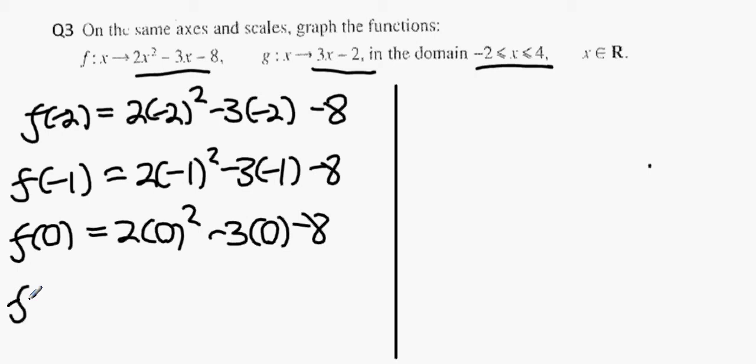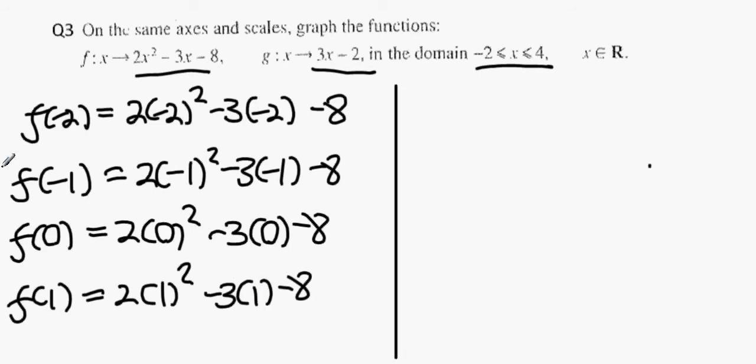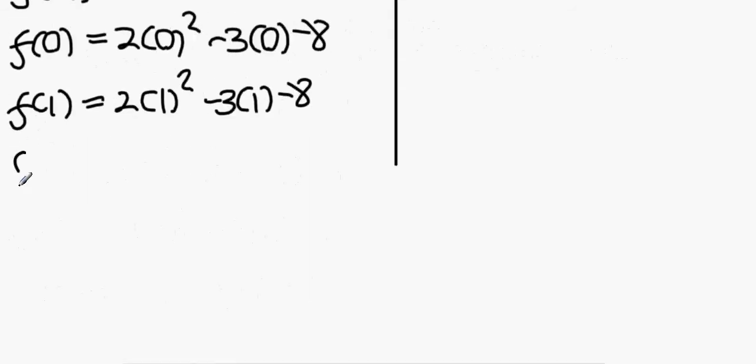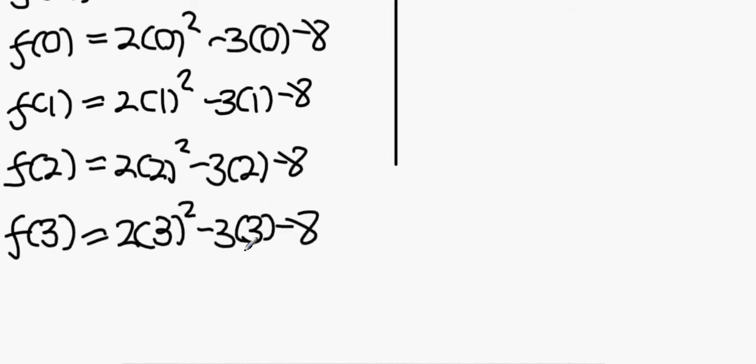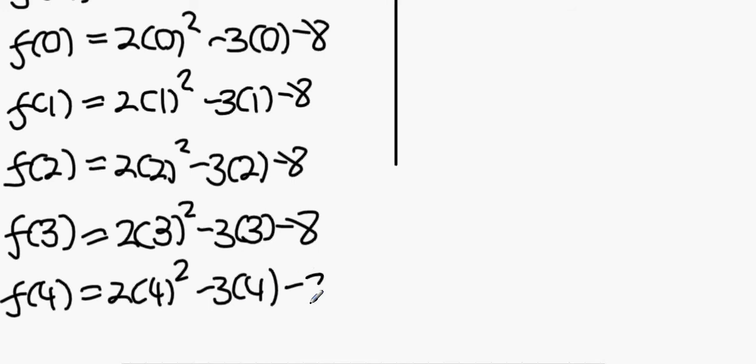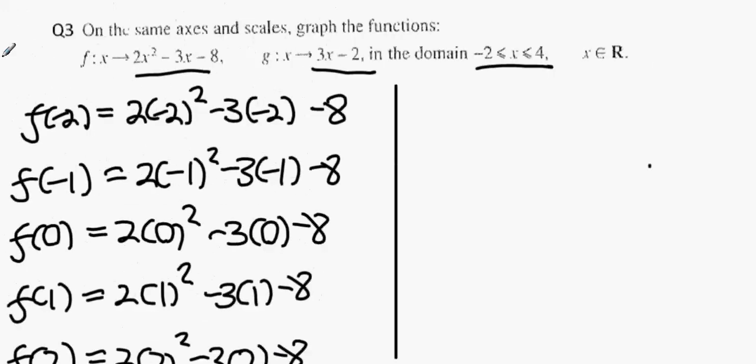One after that, f of 1: 2 bracket 1 squared minus 3 times 1 minus 8. Next one after that being f of 2: 2 times 2 squared minus 3 times 2 minus 8. f of 3: 2 times 3 squared minus 3 times 3 minus 8. f of 4: 2 times 4 squared minus 3 times 4 minus 8. Okay, so we're just getting our marks on the board here.